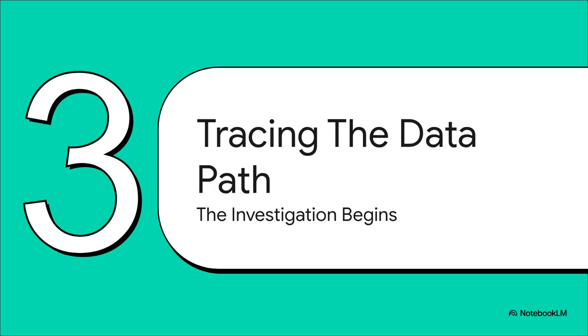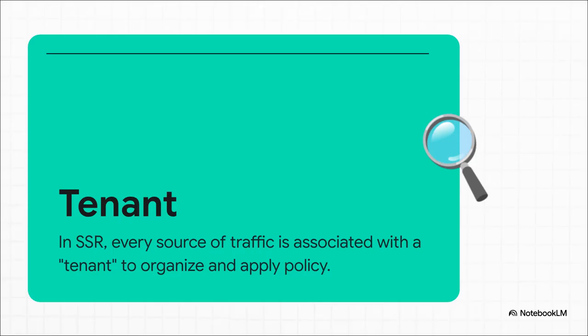Okay, let's dive in. First things first. Before we can figure out what's going wrong, we have to know what's supposed to be happening. So we're going to trace the intended data path from the user all the way to the application. Now, to start, we've got to get our heads around a key concept in SSR, and that's the tenant. Just think of it like a label. It's a simple tag for any source of traffic. So whether it's your voice network, a specific customer, maybe the finance department, tenancy just lets us group that traffic together so we can apply specific rules to it. It's really the first step to organizing the chaos.